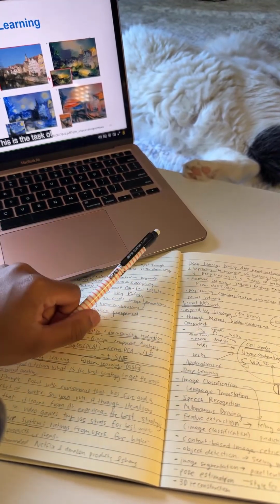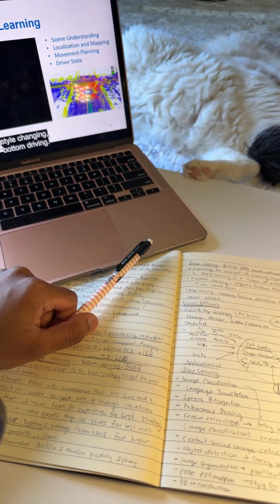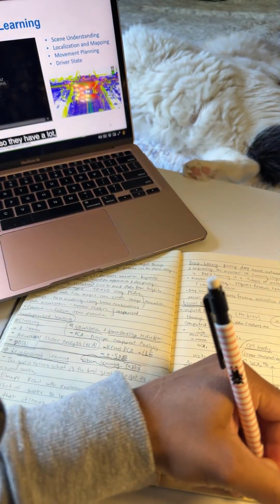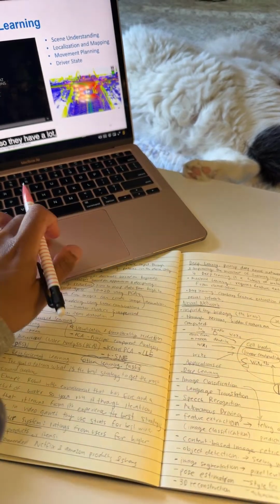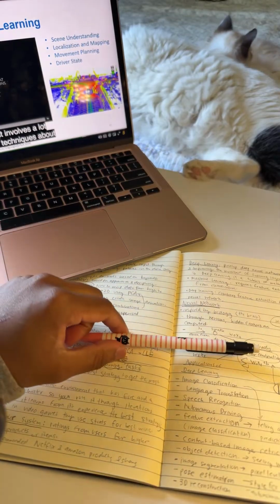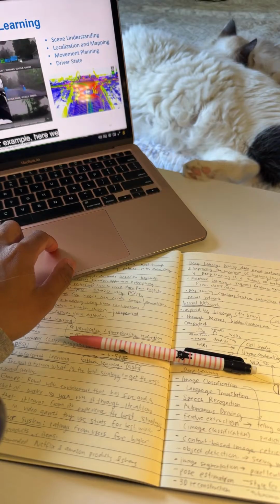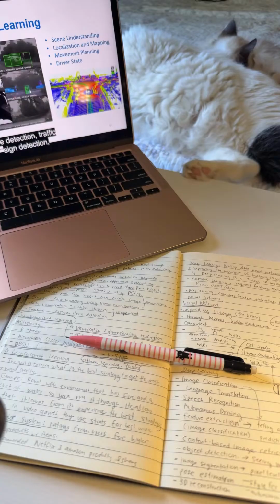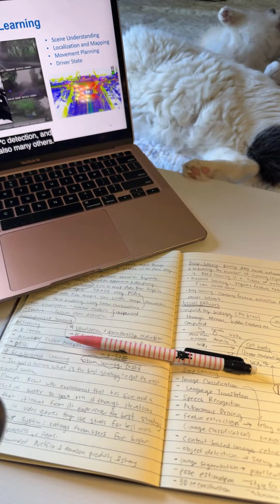So this is the task of autonomous driving. It involves a lot of techniques about deep learning to handle vision tasks. For example, here we have object detection, line detection, traffic sign detection, person detection, and also many others.